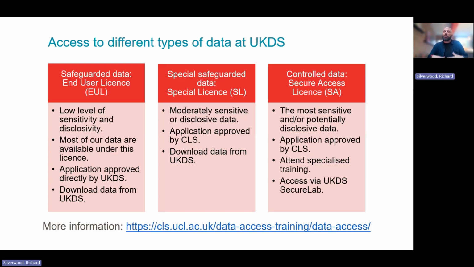So these include the sort of linked health data and other very fine-grained information, including some geocoded data that we allow access to. Here the application again has to be approved by CLS, but the major difference is that you're not able to download these data and use them locally on your machine. You have to access them via a trusted research environment, which for the UK Data Service is called the Secure Lab. So it's a ring-fenced environment where you can't take things out unless they've been thoroughly checked.